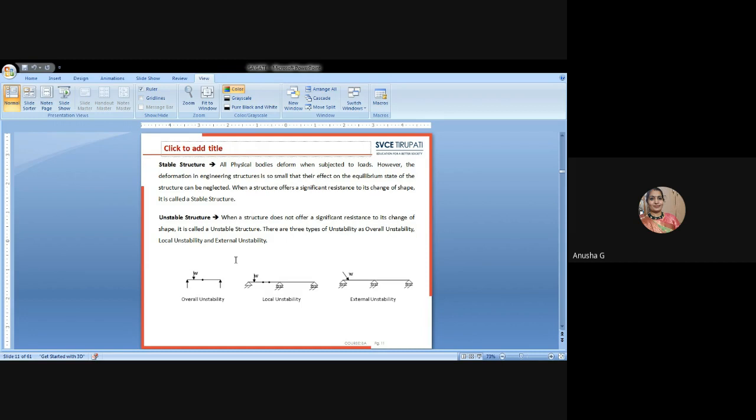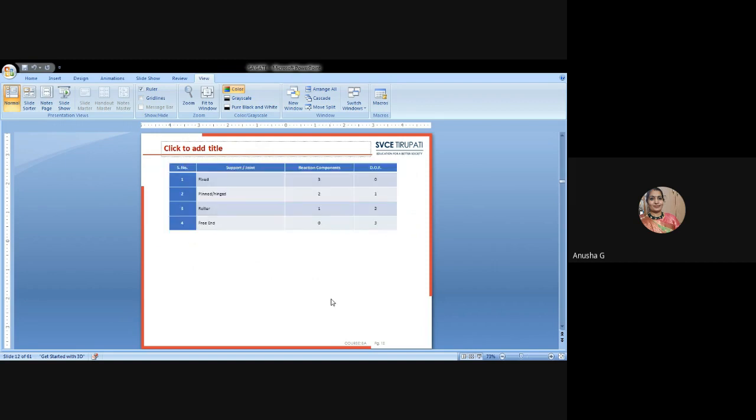Here in this diagram, overall instability is where the reactions A and B are in one condition, and whatever load is applied is at one corner, that is, an eccentric load. Local instability is where there are more supports, but the joints and hinges are also more. These are all instability conditions. External instability is caused by the load itself, which is in an inclined position at one corner.